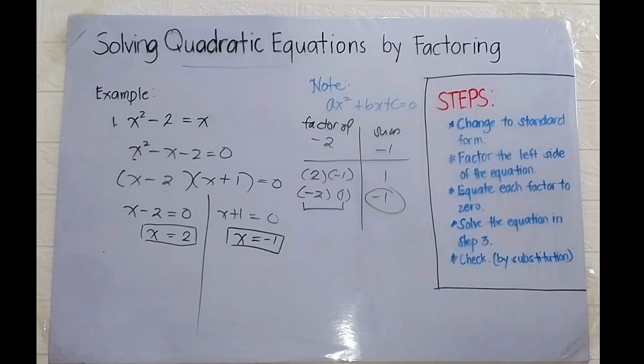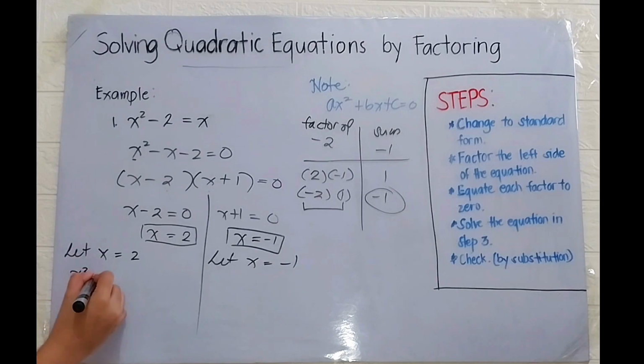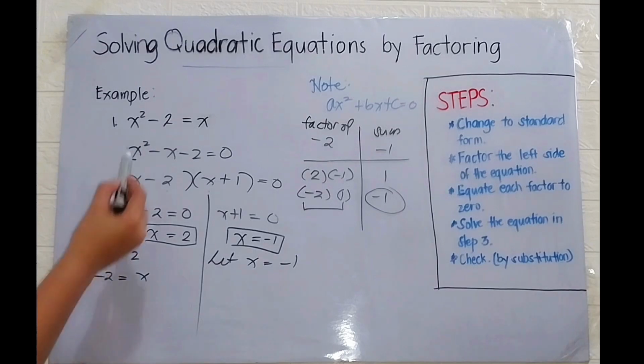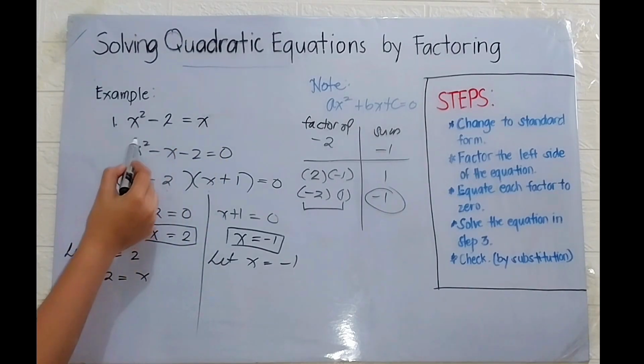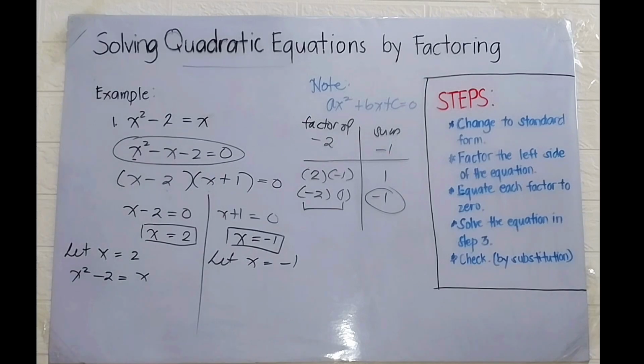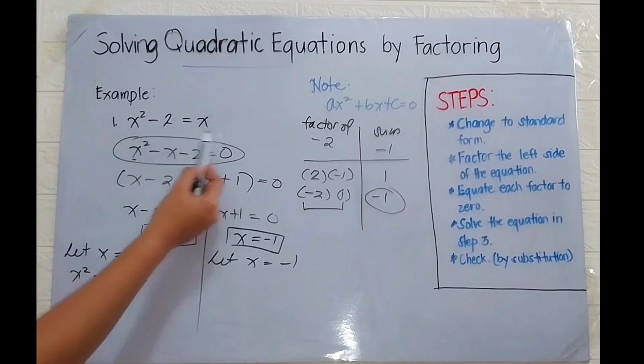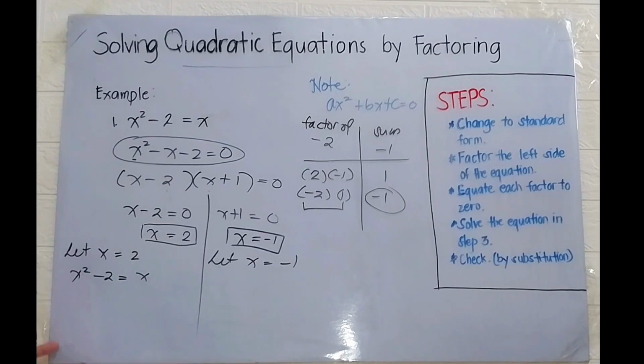Let's check if our values of x, or roots, are correct. So, let x equal 2, and then let x equal negative 1. Get the original equation: x squared minus 2 is equal to x. In this case, since this one is not written in standard form, you can use this in checking, but it will have the same answer if you use the original equation. So in the first checking, let's use the original equation. In the second checking, let's use the standard form of our given equation.